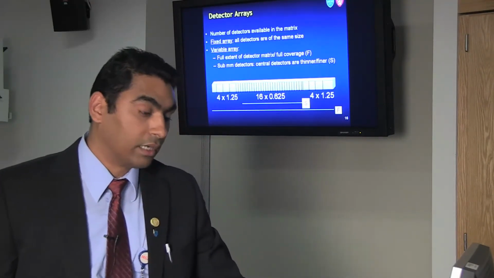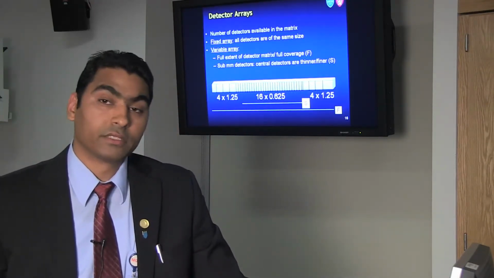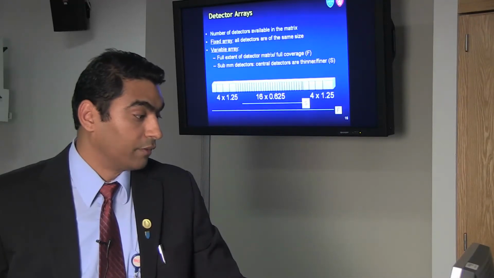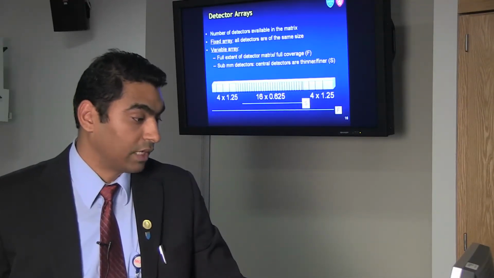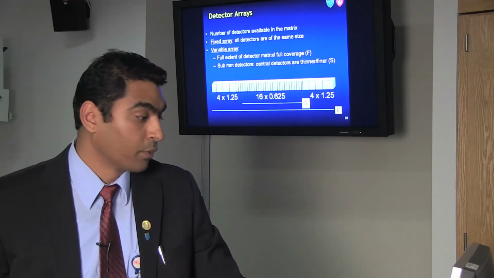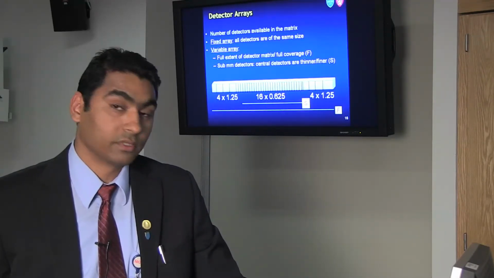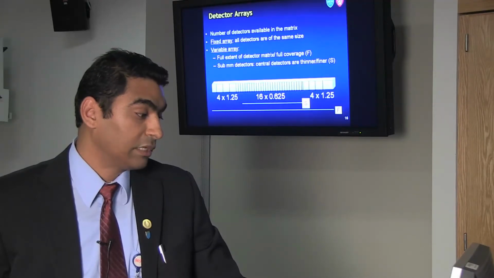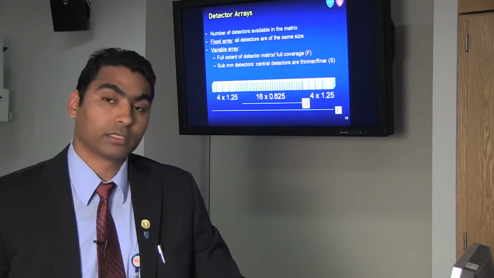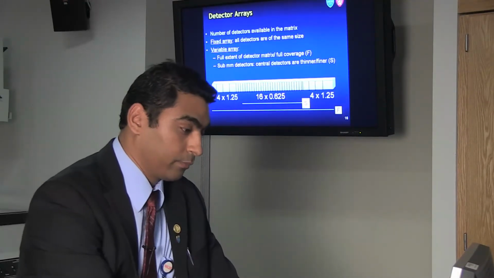Next, we have the detector arrays, which is the number of detectors available in a matrix. It could be a fixed type where all the detectors are of the same size, or it could be variable. In the variable types, one is a full extent of detector matrix, which is the full coverage. And there is a sub-millimeter detector, which is the central detectors that are thinner or finer detectors.